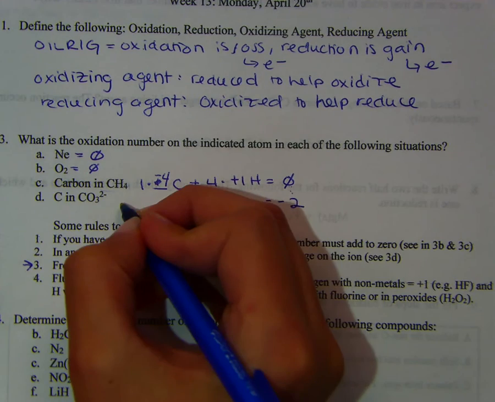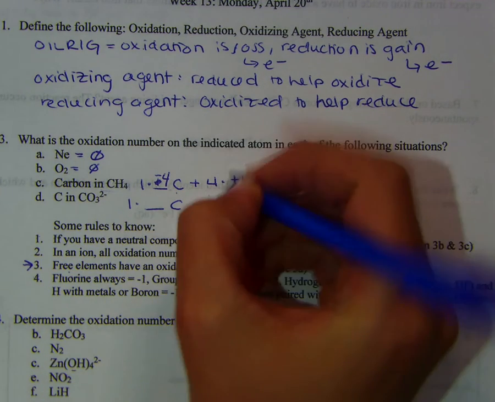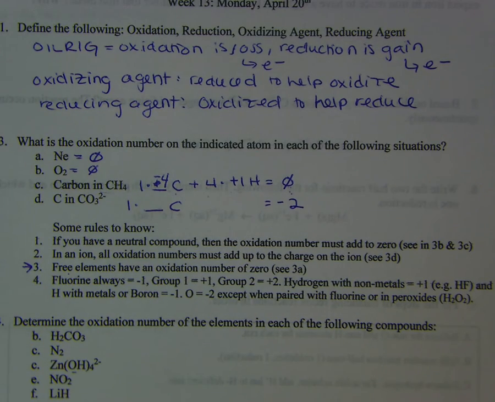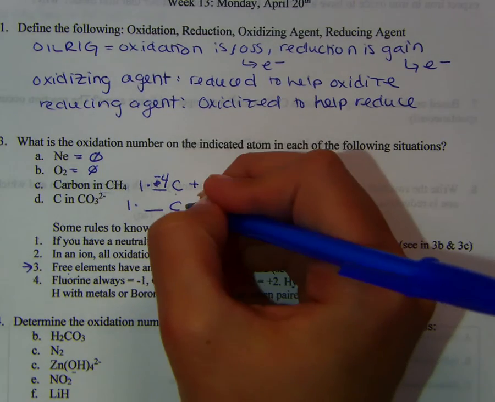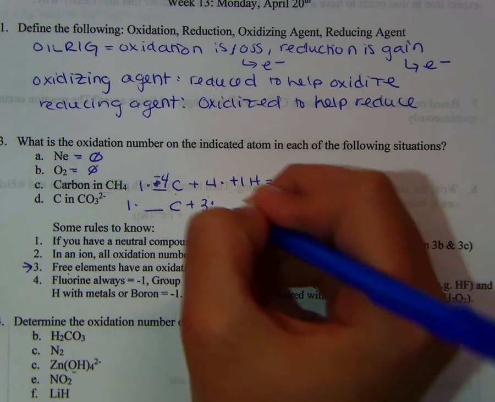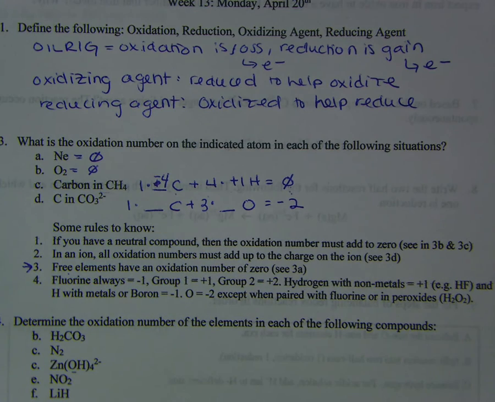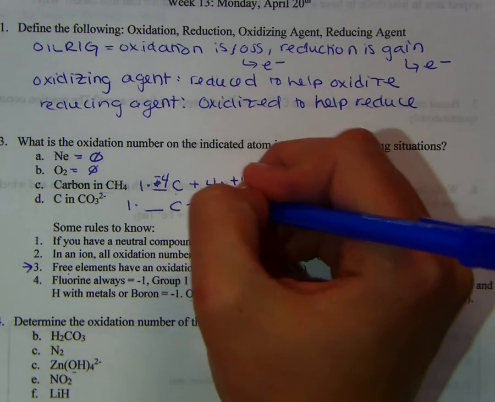So I'm going to have 1 times the charge on carbon again. Do not assume it's -4. We have no idea. And that's going to be added to 3 times the charge on oxygen. Now I look down to my 4th rule again. I read along a bit further. It says, okay, oxygen equals -2, except when paired with fluorine or peroxides. It's not paired with fluorine or peroxides, it's just paired with carbon and oxygen itself. So that means that this is going to also be -2.